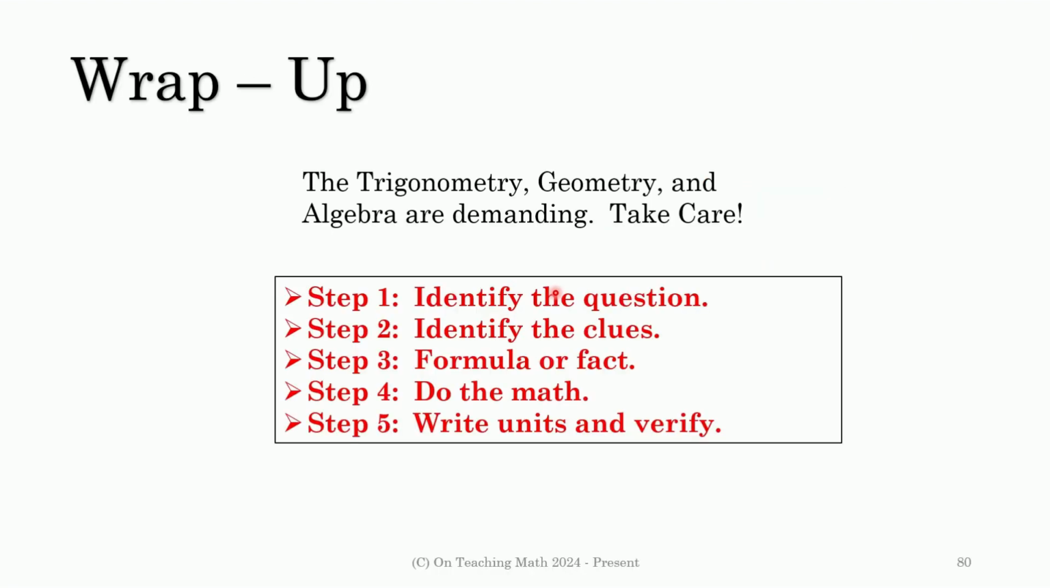So to wrap up, these are the five steps you're going to follow every single time. You're going to identify the question, look for the clues, write down your formula, and make sure you've got all the parts. You might have to go back and look at more clues to figure out some things. Then you're going to do your math, write your rounded answer, and verify.